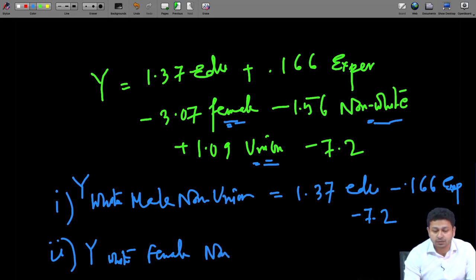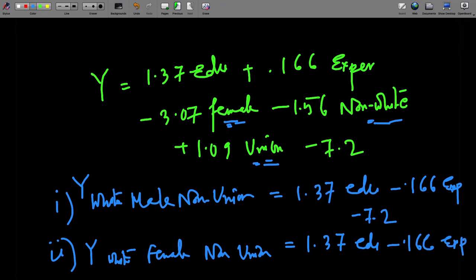non-union is going to be 1.37 edu minus 0.166 experience. Now for female, I have a value equal to 1, so that means I have to add minus of 3.07 here, minus of 3.07 and minus of 7.2, all right. So that is how I get my second equation.